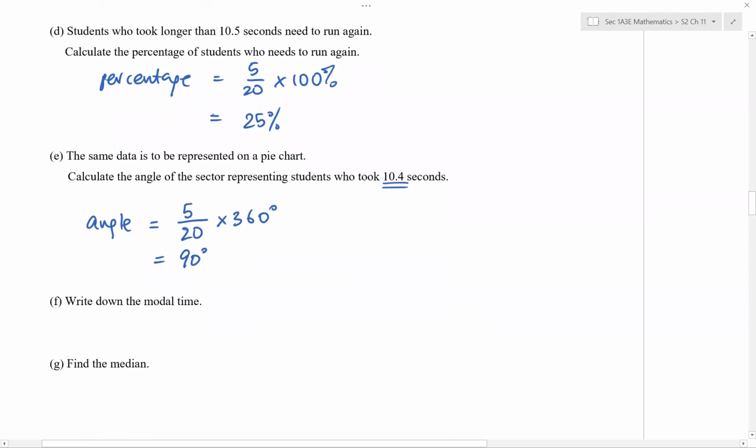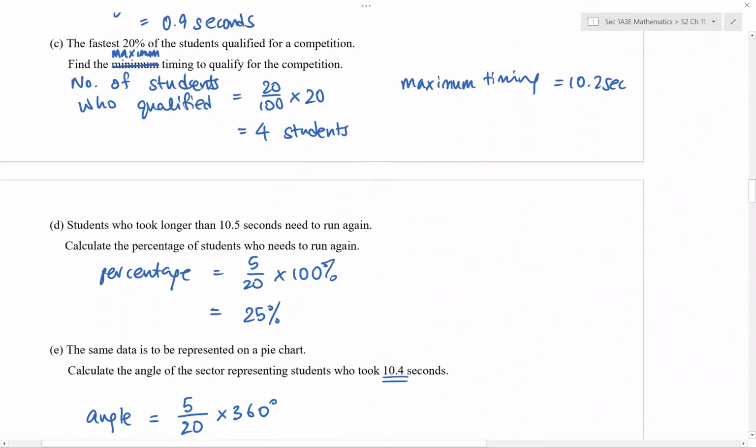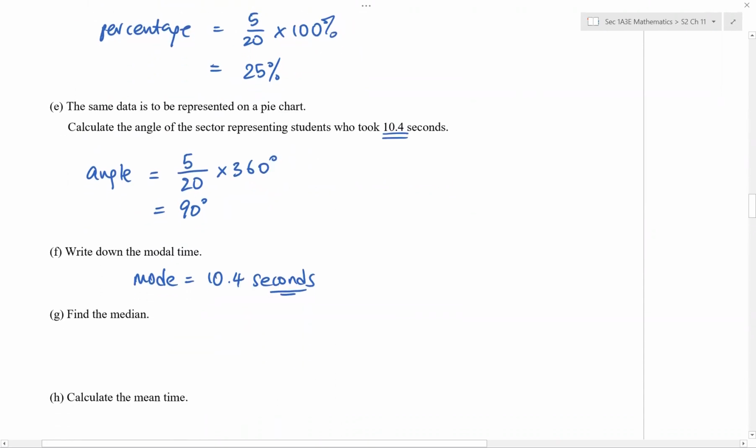So write down the modal time. In a dot diagram, it is very easy. It is the one with the highest frequency, meaning the tallest stack. So 10.4 seconds. That is our mode. Mode equals 10.4 seconds. You have to write down your unit. So next one is to find the median. Same format, middle position.